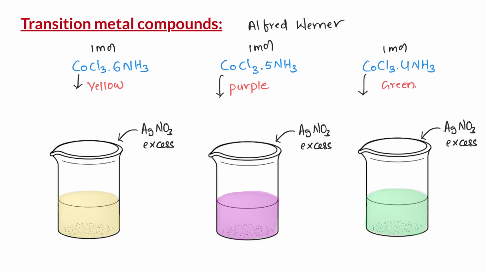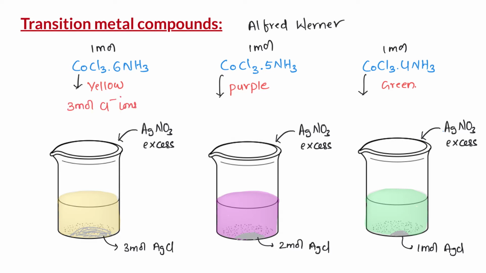The first compound gave 3 moles of AgCl, the second one gave 2 moles of AgCl, and the third one gave only 1 mole of AgCl precipitated. That is, even though all three compounds have 3 chlorine atoms per formula unit, the first compound produced 3 ionizable Cl- ions, the second compound produced only 2 ionizable Cl- ions, and the third compound produced only 1 ionizable Cl- ion when dissolved in water.